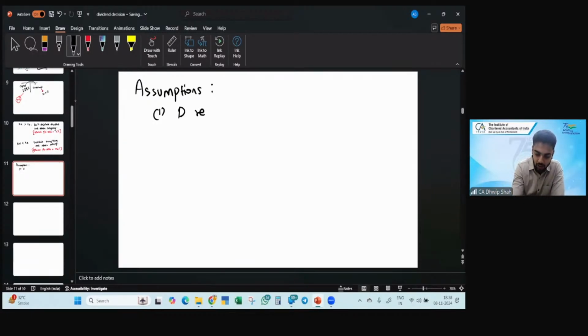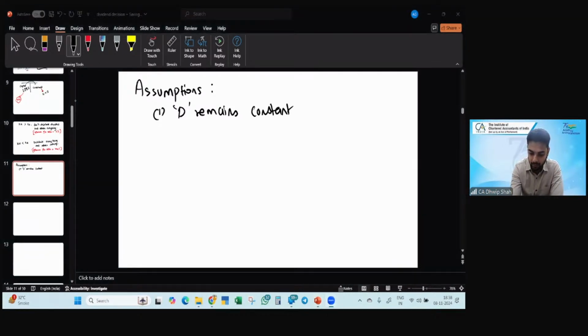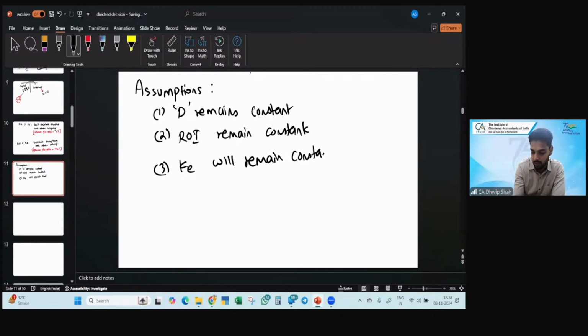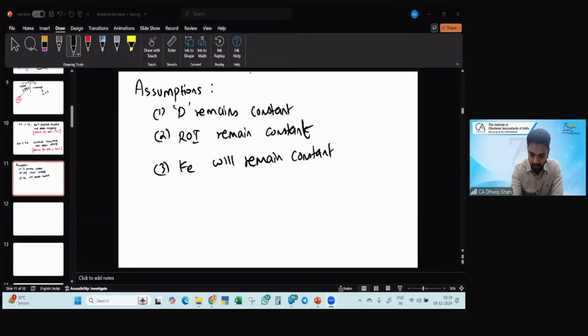itself. D remains constant. Means the dividend per year of the company will remain constant. Are you getting this? Dividend of the company will remain constant. Second is ROI will remain constant. And third is KE will remain constant. All the variables used in the formula would be constant. Yes, everyone is correct. These are the general key assumptions.